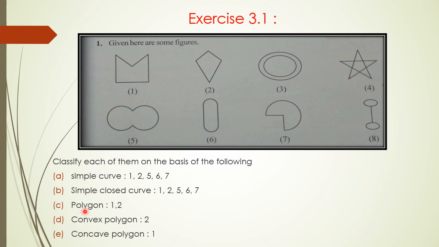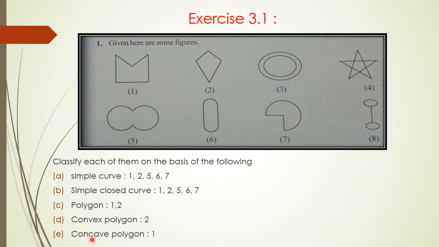Number D, convex polygon. Among these, figure number 2 is a convex polygon. All the angles here are less than 180. Also the diagonals, we have two diagonals here and they are coming on the interior side of the polygon. So it is a convex polygon.